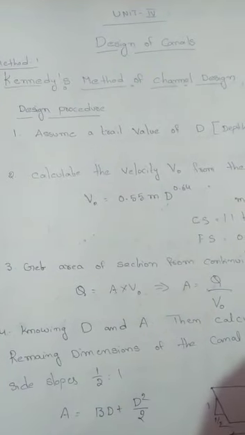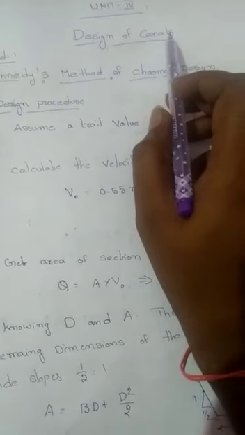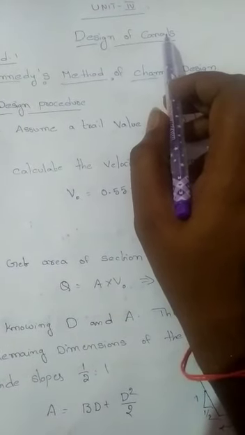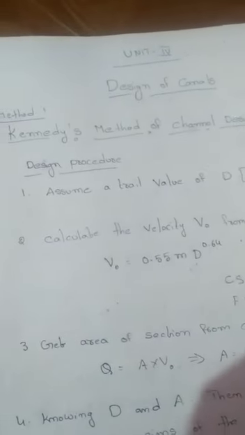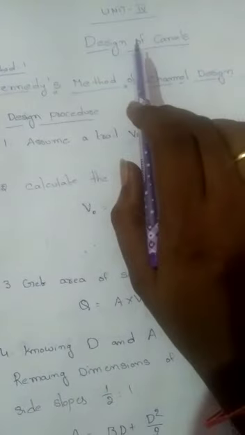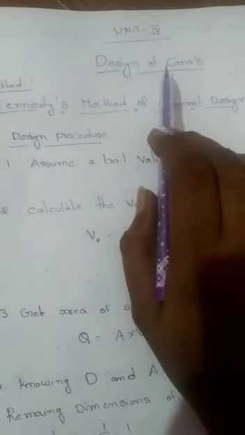In the previous class, I started Unit 4, named Design of Canals. In that unit, we have to discuss what a canal is, what the different types of canals are, and at the same time what the different parts existing in a canal are. Now I want to discuss how to design a canal.